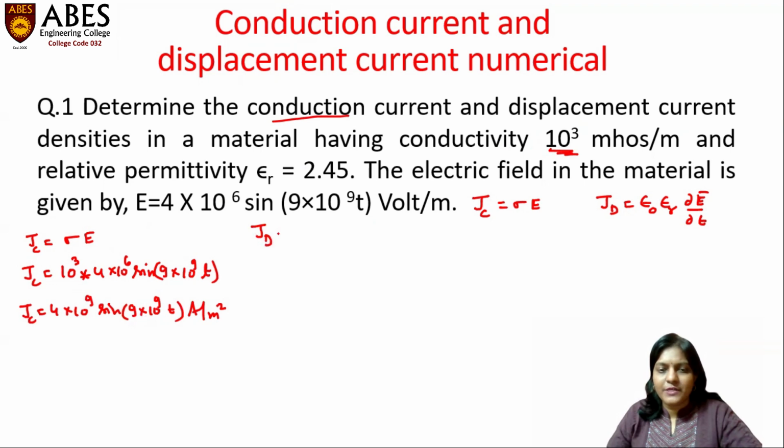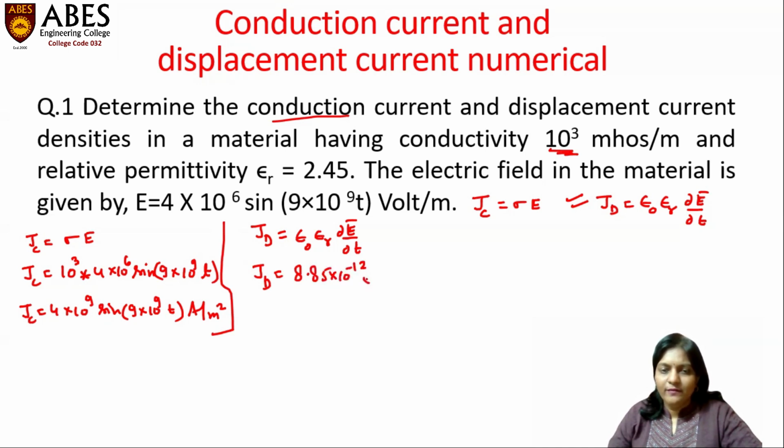Now I am going to solve Jd. As I already wrote the formula, Jd is equal to epsilon naught, epsilon r, del E by del t. So Jd will be epsilon naught, the constant, which is 8.85 into 10 to the power minus 12. Epsilon r, relative permittivity, is 2.45. Del by del t. We will differentiate this electric field with respect to time. 4 into 10 to the power 6 sine 9 into 10 to the power 9 into t.